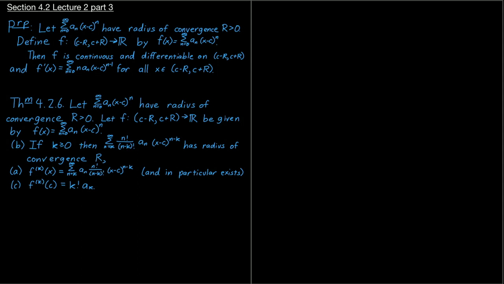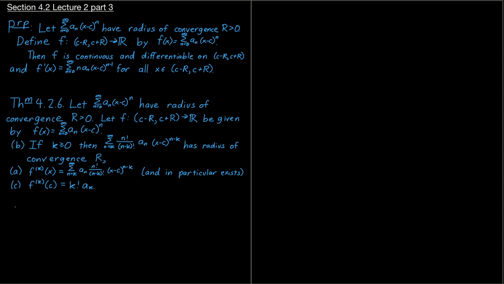That is, the proof of part B is two propositions ago. Part A is one proposition ago, and then you just use induction to prove this for all k. And then part C, you just plug in c for x in part A.